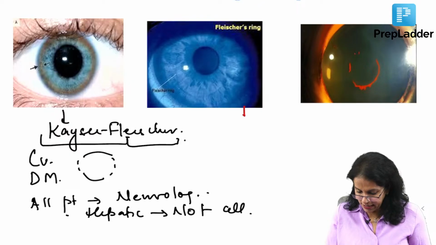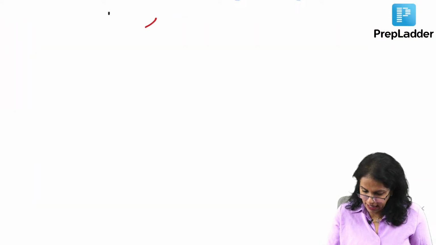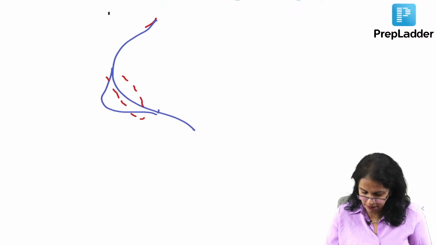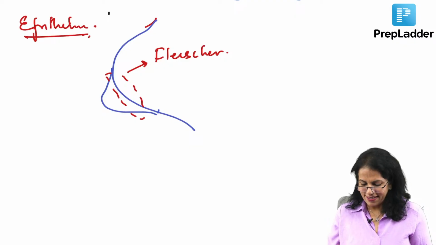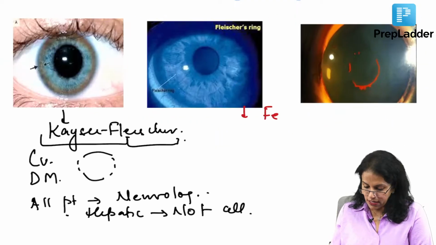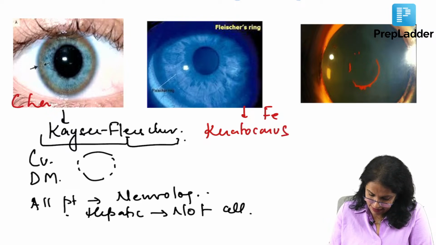It is iron deposition. Where is iron deposited? It is deposited at the base of the cone, and this is Fleischer's ring. Right. Which layer? It is the epithelium. Right? Yeah. So, these are important points. It is a feature of keratoconus. That was a feature of chalcosis, isn't it?